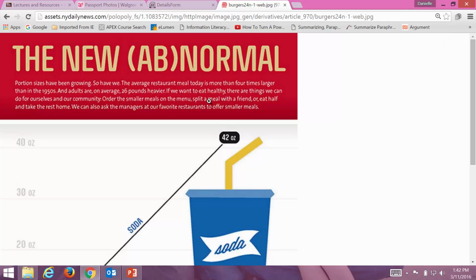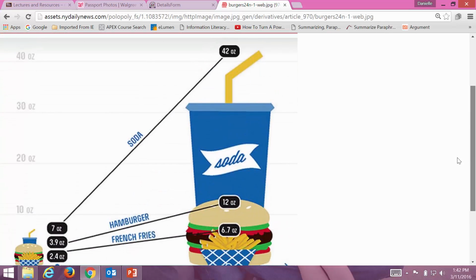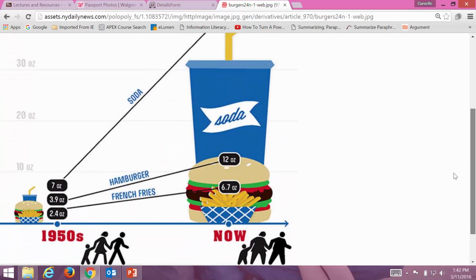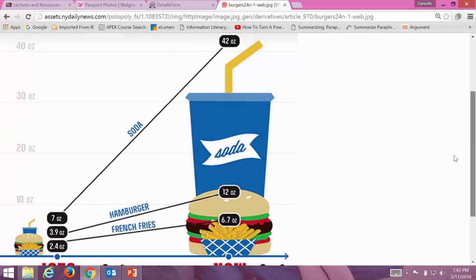Zoom in a little bit. But this is talking about how sizes of fast food have changed since the 1950s. Back then you might have a 4-ounce burger, a 7-ounce drink, and 2.5-ounce fries. And now, we have these supersize everything that go with our meals.